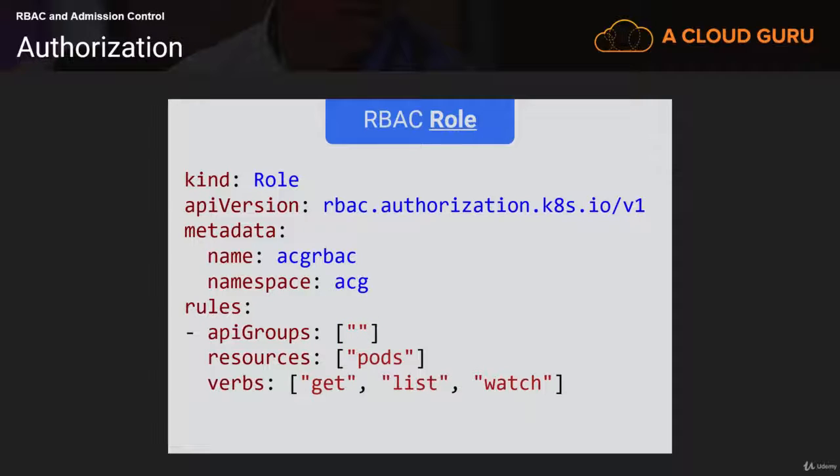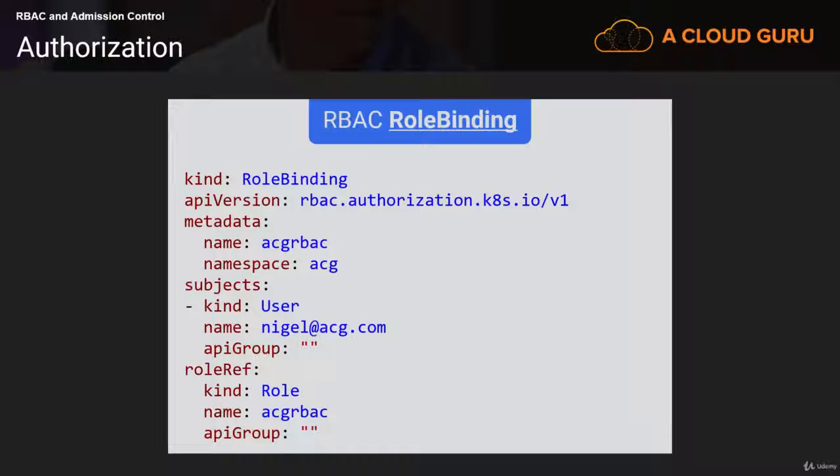Brilliant. And if we think back to RBAC being about who can perform which operations on which resources, well, we've got the which operations on which resources, get, list, and watch on pods in the ACG namespace, yeah? But we haven't got the who. For that, we need a role binding. This is like the glue that connects the operation and the resource bit with the authorized user.